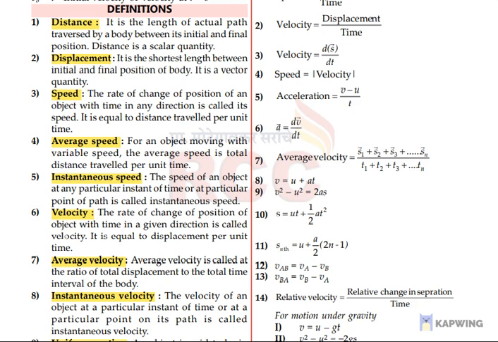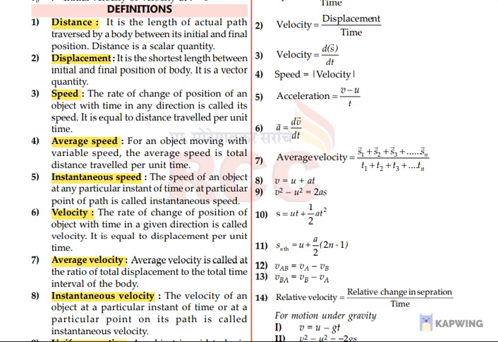Velocity. The rate of change of position of object with time in a given direction is called velocity. It is equal to displacement per unit time.